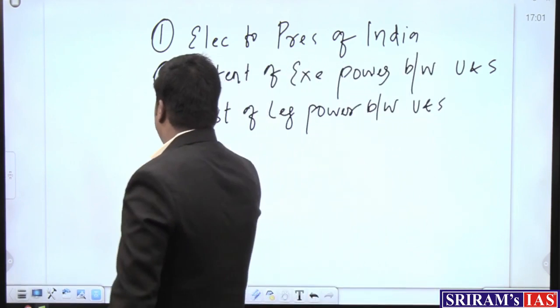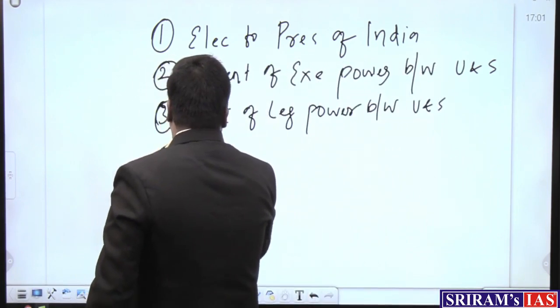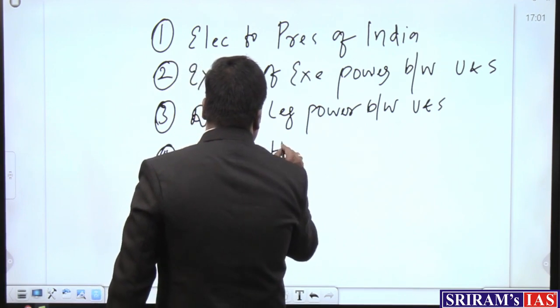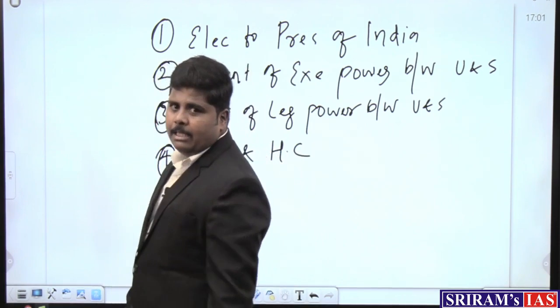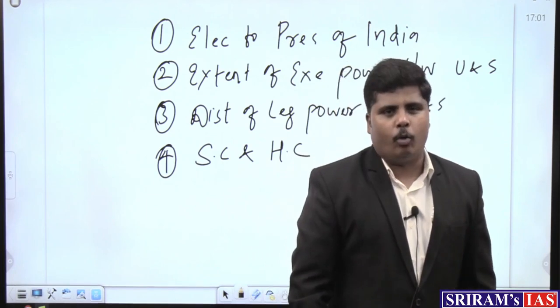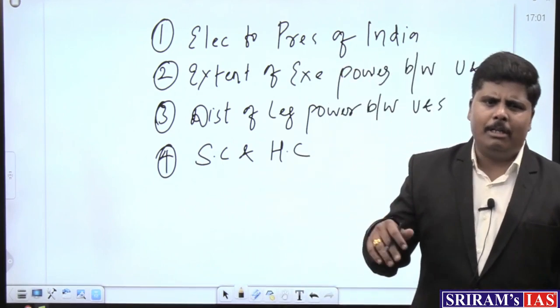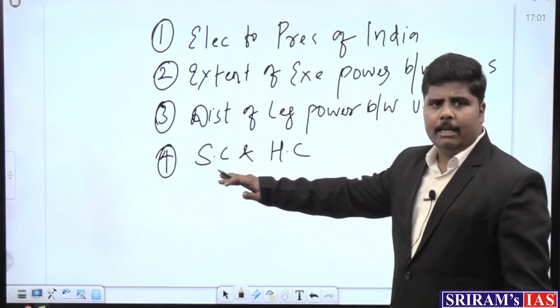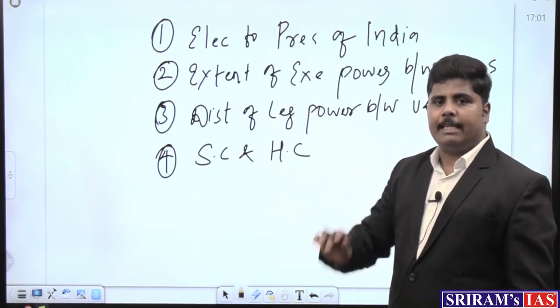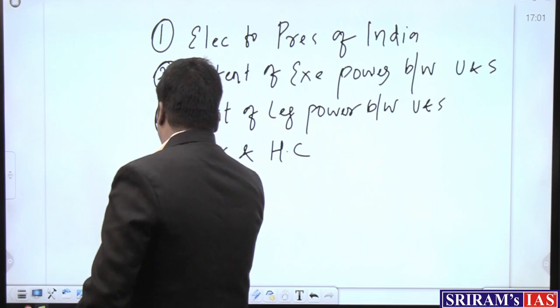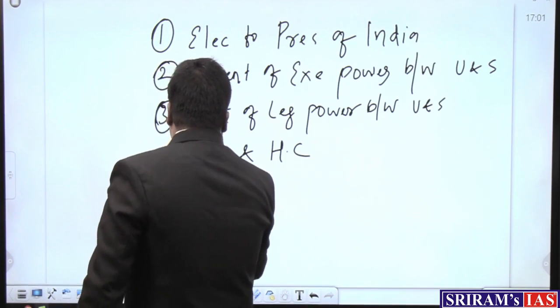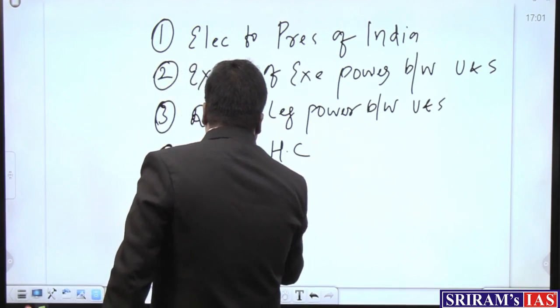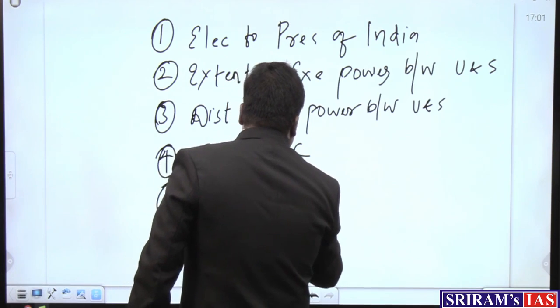Number 4, Supreme Court and High Court. If you want to make any changes with respect to Supreme Court, High Court, it can be anything, appointment, transfer, whatever it is, any changes brought into this area need 50% of states' permission. Number 5, any changes you make to the 7th schedule of the Constitution.